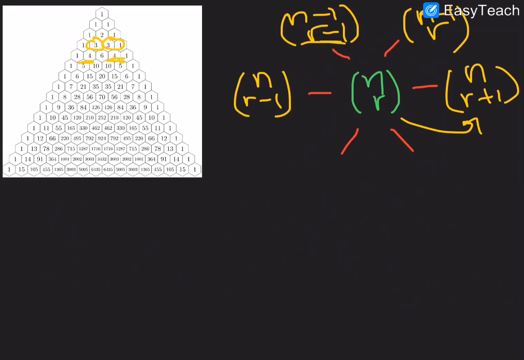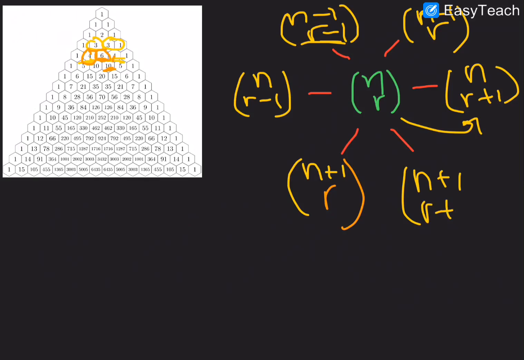Okay, now below is going to be n plus 1. In the sum of this number plus this number, it's going to have the same r. It's going to have an r here, right? And then this one is going to be one number in front, so it's going to be n plus 1 choose r plus 1. So now that we've found all the terms in terms of the middle number, let's see what we get.